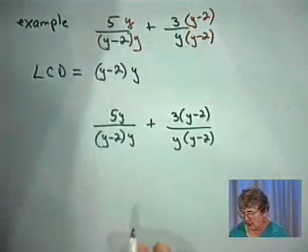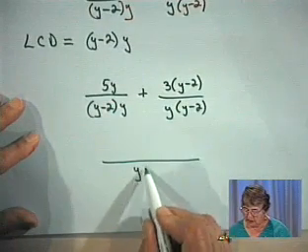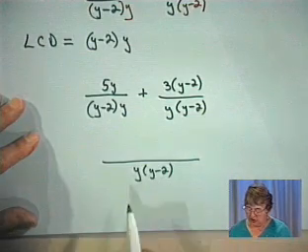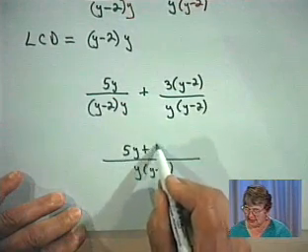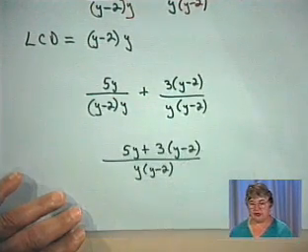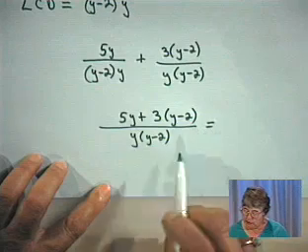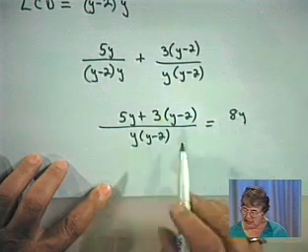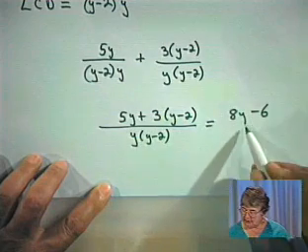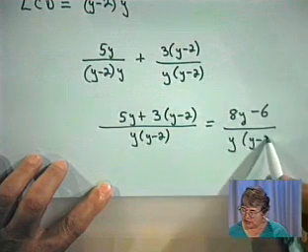Okay, so now, since the denominators are the same, we will put the common denominator, and all we need to do then is add the numerators. So this is going to be 5y plus 3 times y minus 2. See if we can simplify. And so when we multiply this out, we're going to have a 3y here. So 5y plus 3y will give us an 8y, and then 3 times a minus 2 will give us a negative 6 in the numerator. 8y minus 6. For the denominator, we have y times y minus 2.